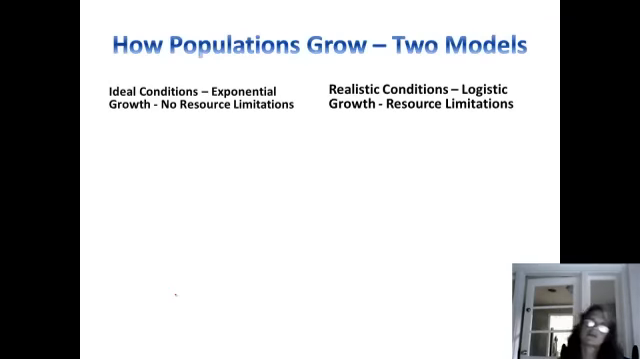Now, there are two basic models of population growth that are discussed. One represents growth that would occur in ideal conditions, meaning the population had unlimited food, unlimited space, unlimited shelter, everything they needed, no predation, no resource limitations. And this is generally referred to as exponential growth. The other type of growth is a more realistic situation where you don't have unlimited food or unlimited space. Things are going to limit your ability to just reproduce wildly.